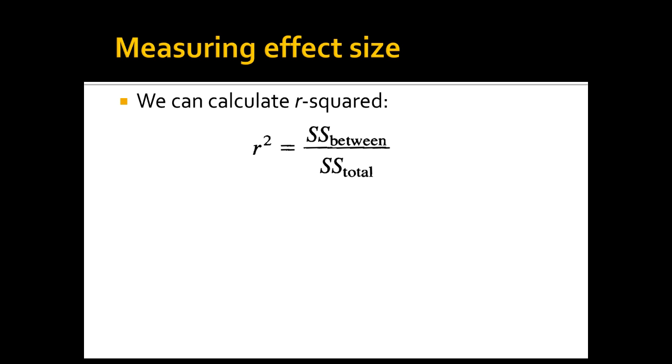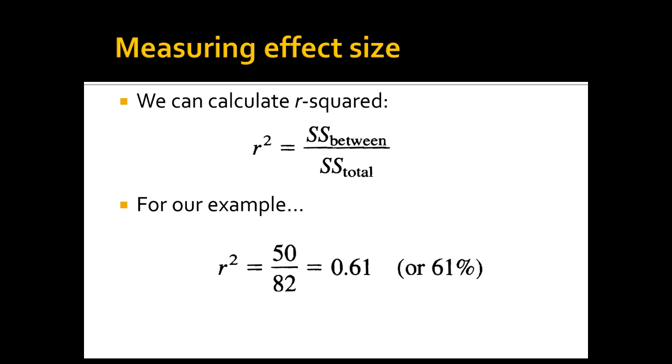We can also calculate R squared as our effect size. R squared equals sums of squares between over sums of squares total. So it's kind of a close approximation of an R squared value. For our example, it'd be 50 over 82, which would give you 0.61, or 61%, saying that 61% of the variance in performance can be accounted for by temperature.